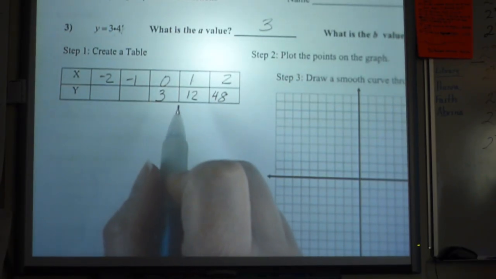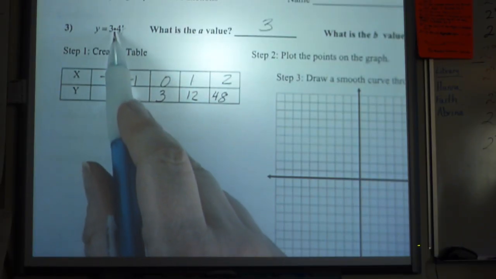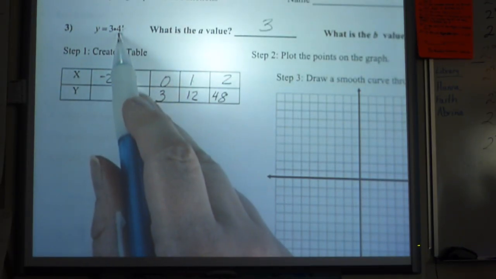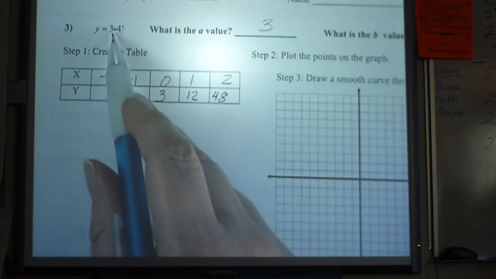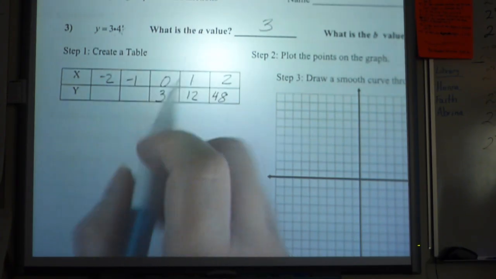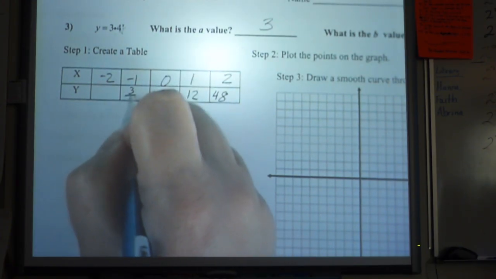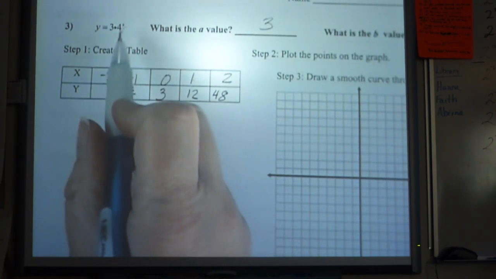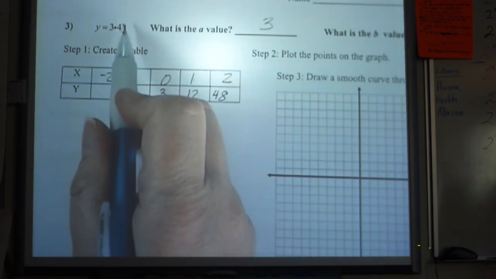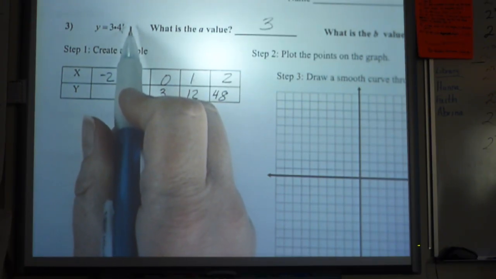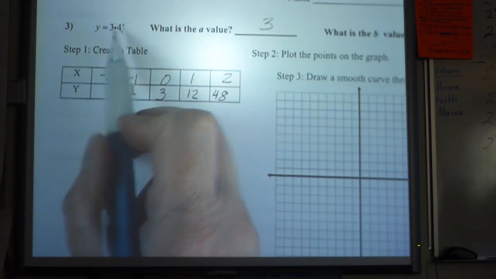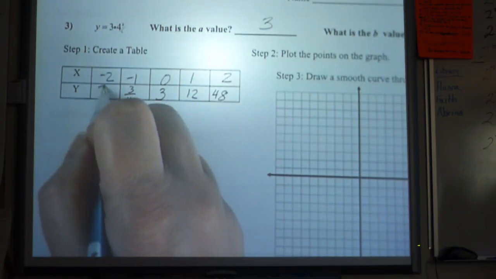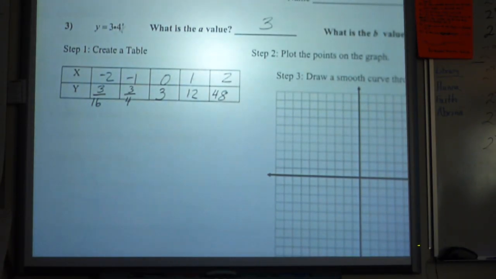Okay, then if x is -1, we have 4 to the -1 power. What is that? 1/4, and 1/4 times 3, 3/4. If x is -2, 4 to the -2nd power is the same as 1 over 4 to the +2nd power, which is 1 over 16. And then 1/16 times 3 is, nice job, 3/16.